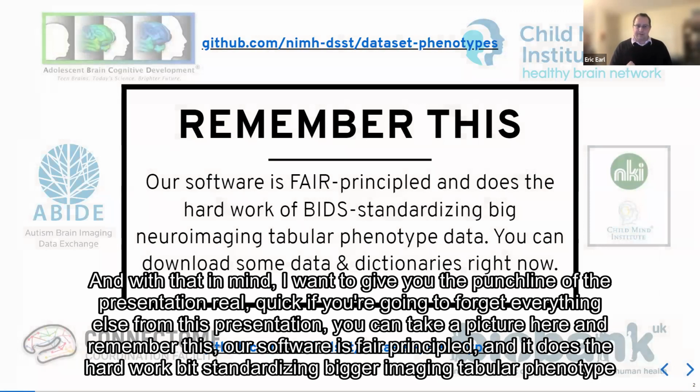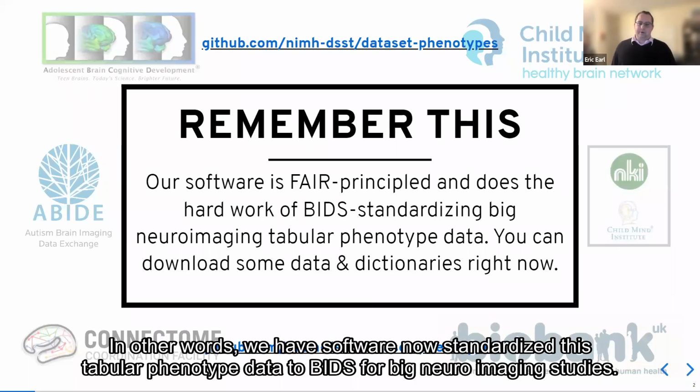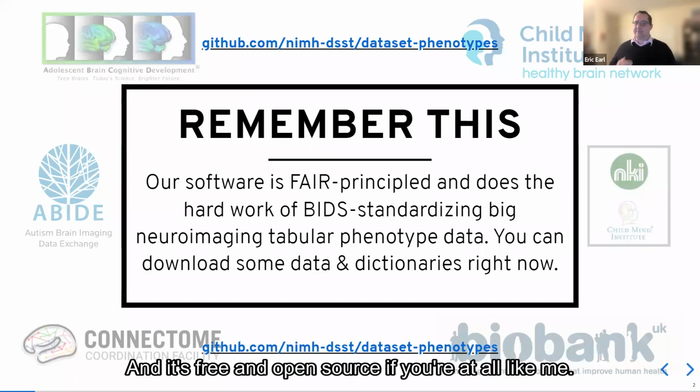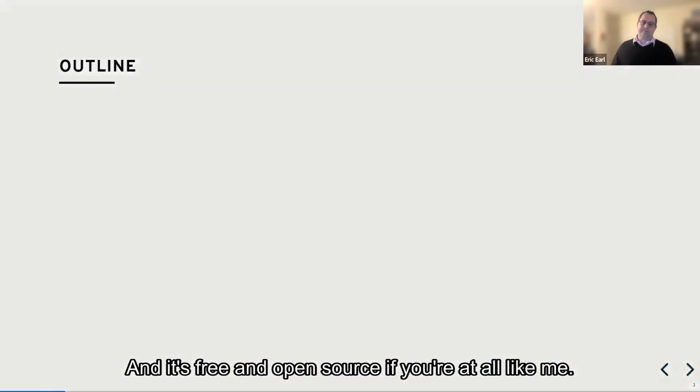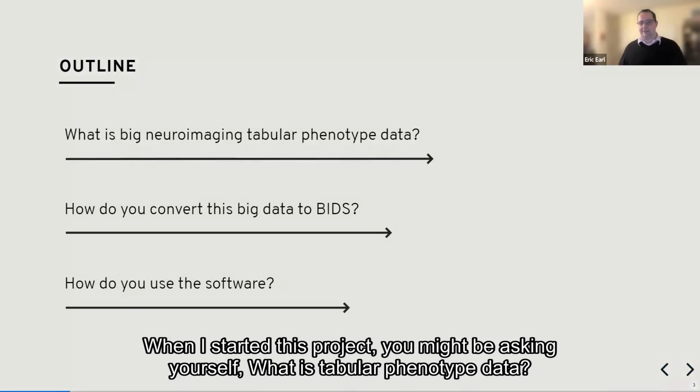Our software is FAIR principled, and it does the hard work of BIDS standardizing big neuroimaging tabular phenotype data. And you can download some data in dictionaries right now. In other words, we have software now that standardizes tabular phenotype data to BIDS for big neuroimaging studies, and it's free and open source.